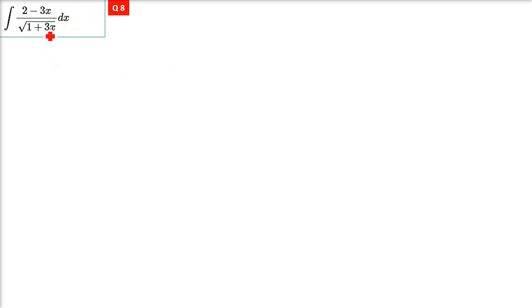2 minus 3x by under root 1 plus 3x. If you have any way to convert 2 minus 3x easily into 1 plus 3x, it will be much easier. If it is not possible, then the simple way is to take 1 plus 3x as t. That's the standard way. Always remember, you don't need to press your brain hard. The best thing is take 1 plus 3x as t, differentiate both the sides, and you're going to get dt by dx equals 3. So whenever we have dx, we will replace it by dt by 3.